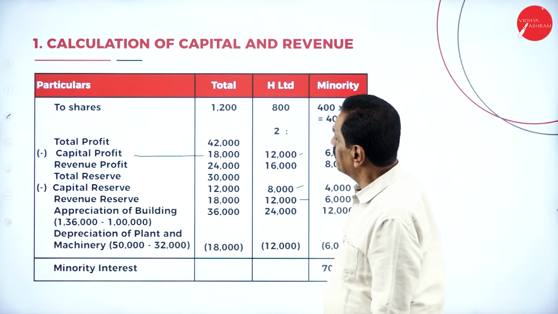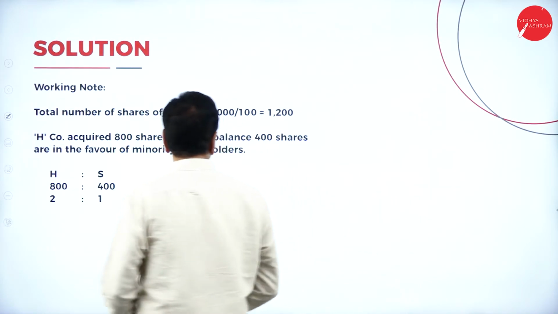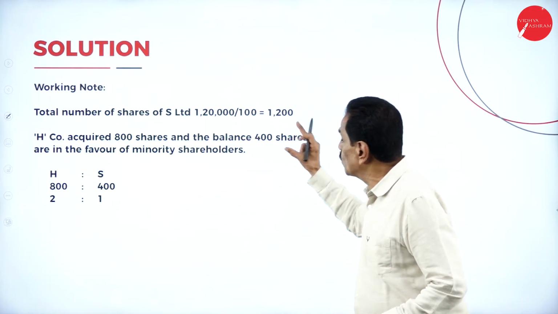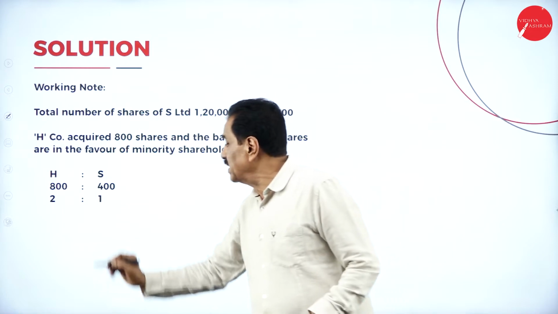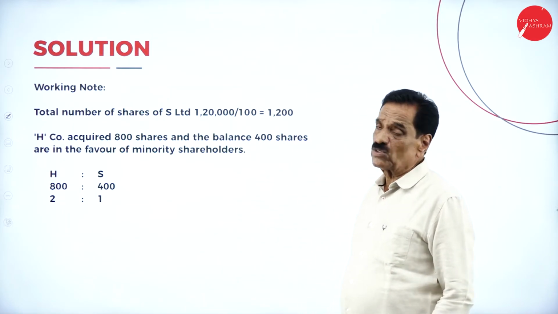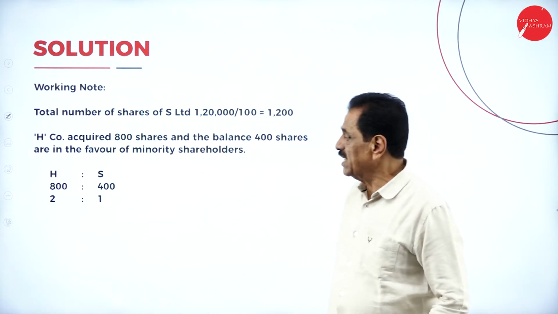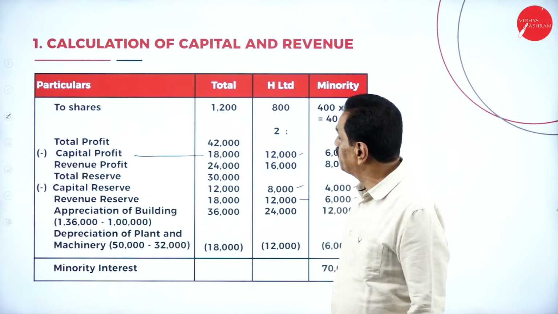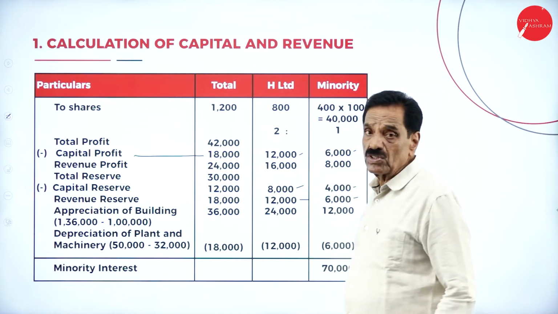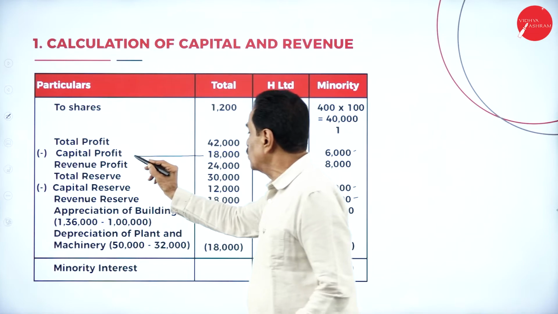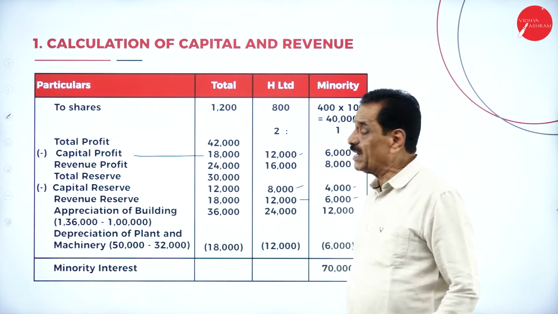So if you go by one now, total number of shares is 1,20,000 divided by 100 is 1,200. 800 shares acquired by H Limited. The balance, 400, goes to minority. They are in the ratio of 800 to 400, 2 to 1. So total number of shares 1,200, 800, 400 into 100 is 40,000. Total profit is 42,000 as per the balance sheet.